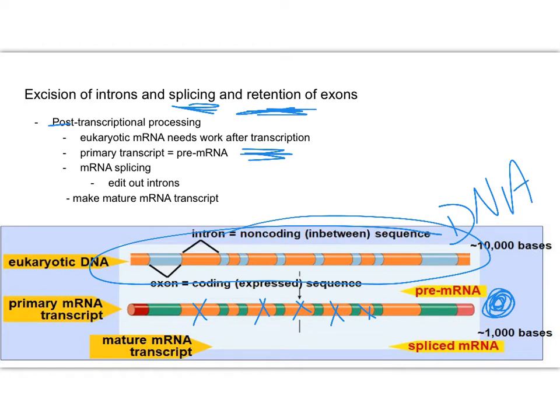I don't know why the picture is cut off, but what you would see basically is all the green ones linked together down here, and that would be my spliced messenger RNA. That's my actual mature messenger RNA, and that is what is actually going to go out into translation and turn into the protein.